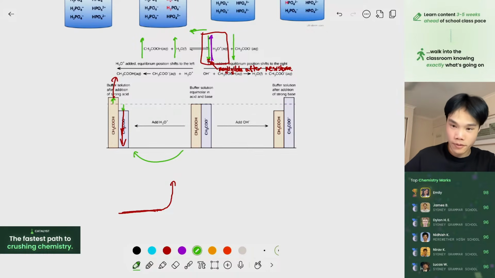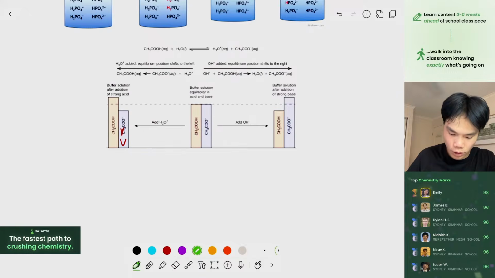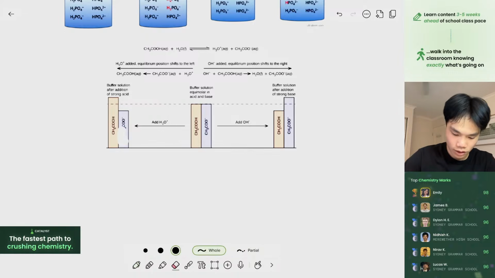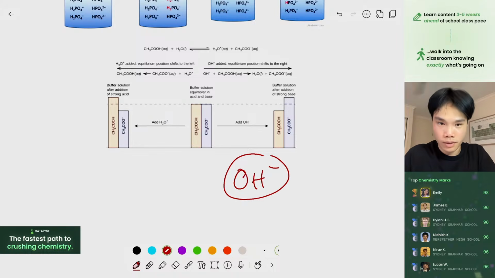Let's look at the other way. And I want you all to have a think about it in terms of now hydroxide. What happens if we add hydroxide to this buffer? Can it buffer that change, not just the hydronium one? We know the answer is going to be yes, but think about how. So let's look at the other side. If we add hydroxide.